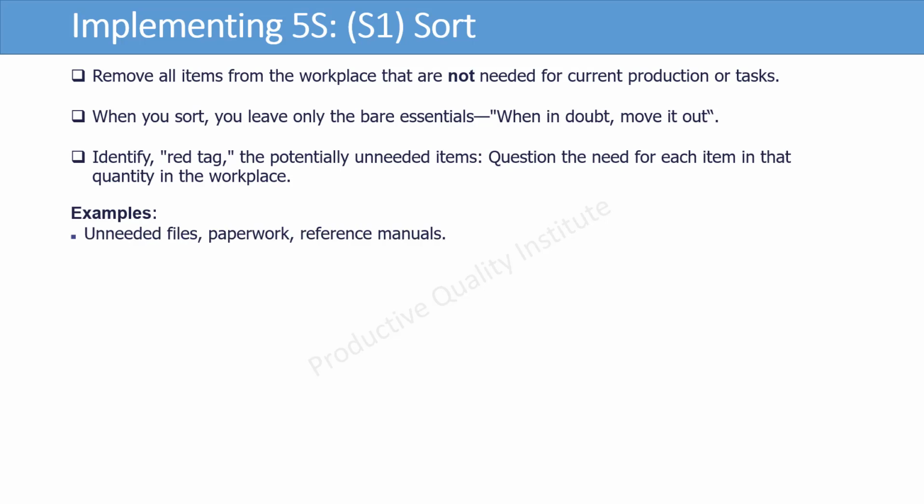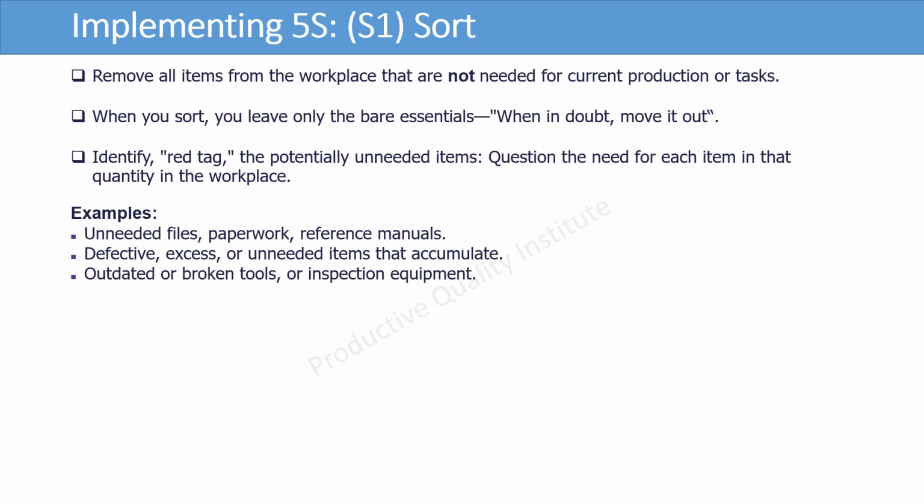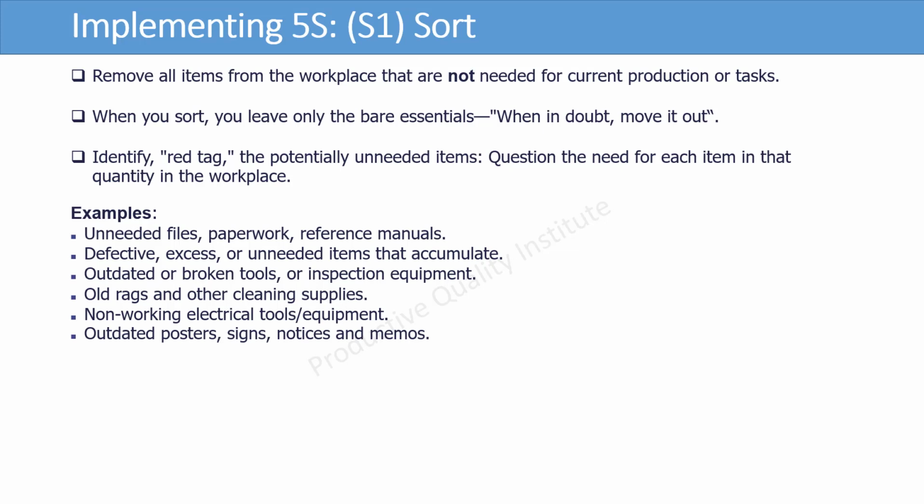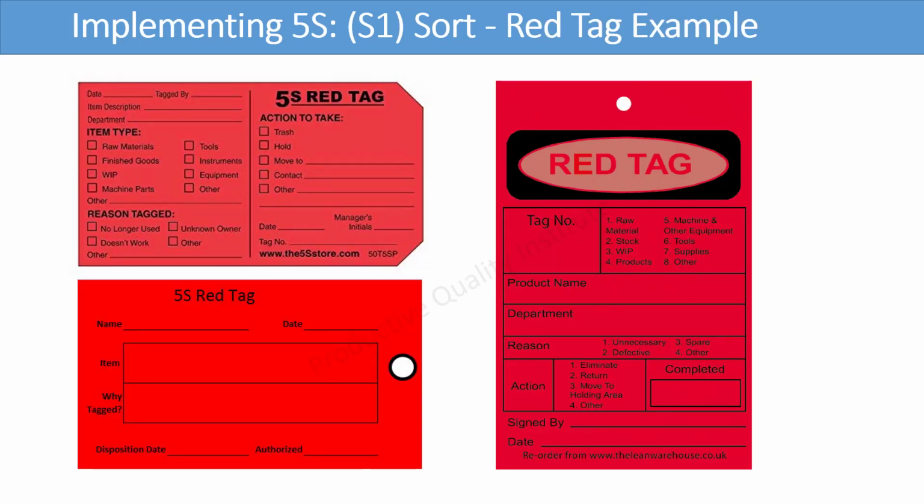Examples: unneeded files, paperwork, reference manuals. Defective, excess, or unneeded items that accumulate. Outdated or broken tools or inspection equipment. Old rags and other cleaning supplies. Non-working electrical tools equipment. Outdated posters, signs, notices and memos. Examples for red tag.